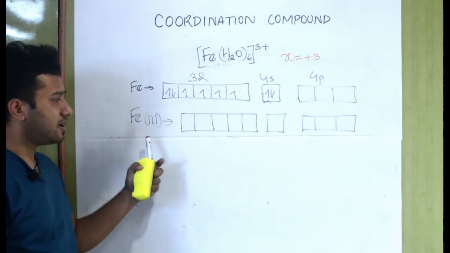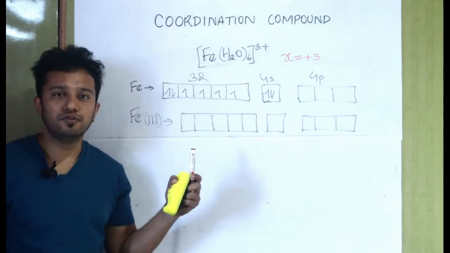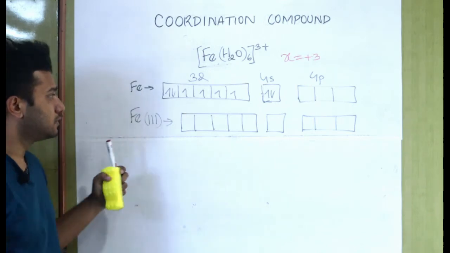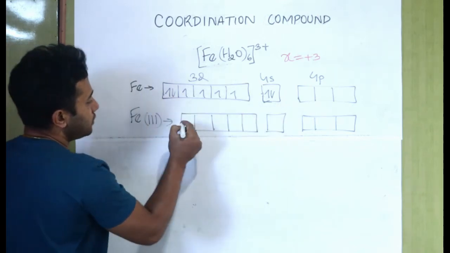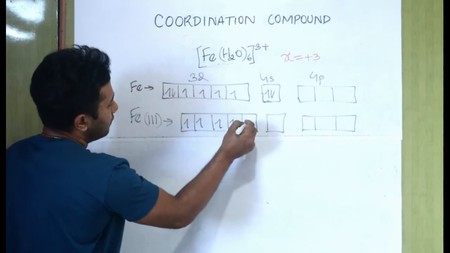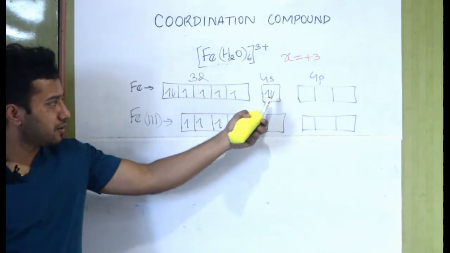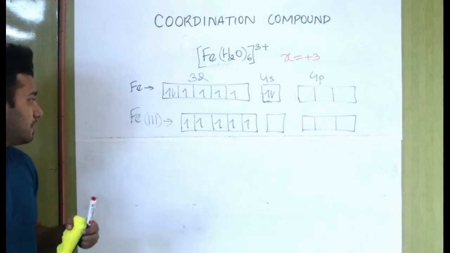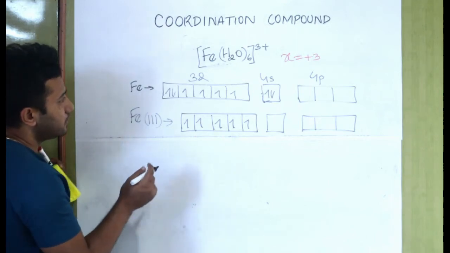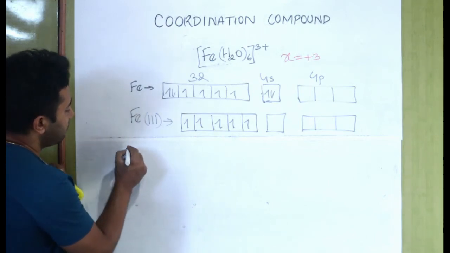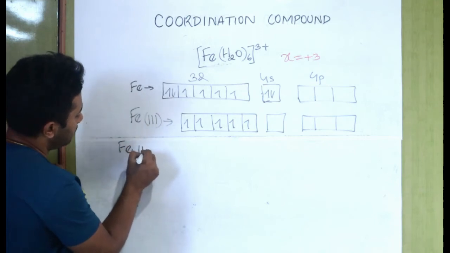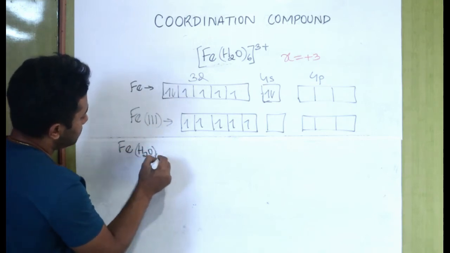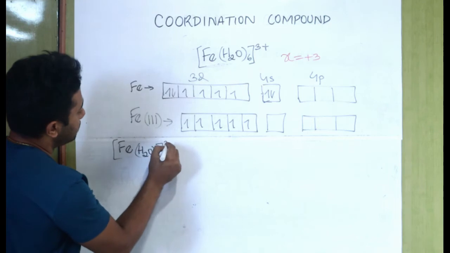So now if it is Fe3+, I'm supposed to remove 3 electrons. So 2 from here, 1 from here, I will have 5 electrons. I remove 2 electrons from here and 1 electron from here. So I will have 3d5. So now again I will have [Fe(H2O)6]3+.